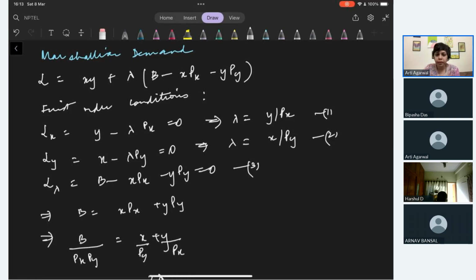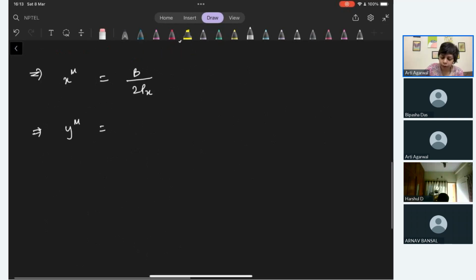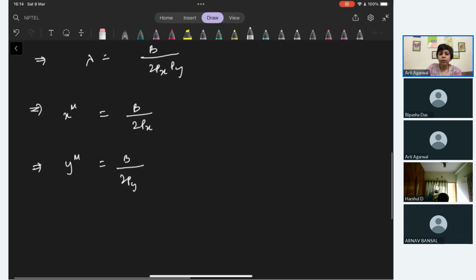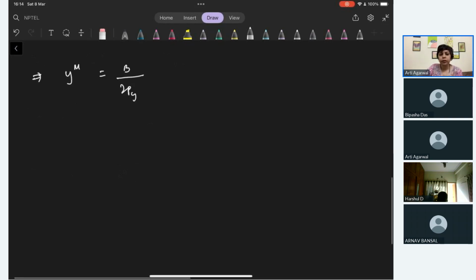Lambda into px. Look at equation 1, it's lambda into px. So we plug in the value of lambda again, and again what happens? Px gets cancelled. This is b upon 2 py. So this is your Marshallian demand. You can call it a function, vector, whatever you want to call it.